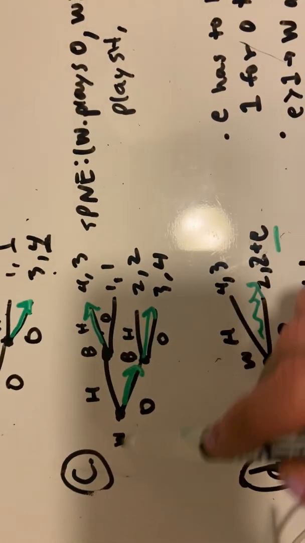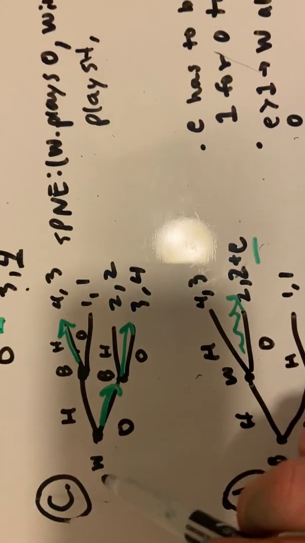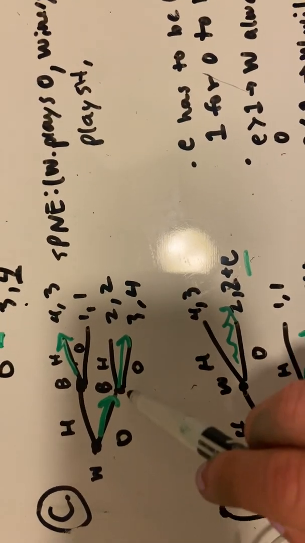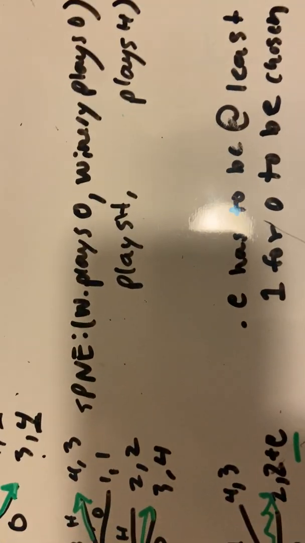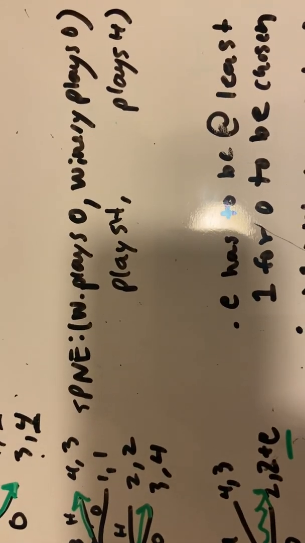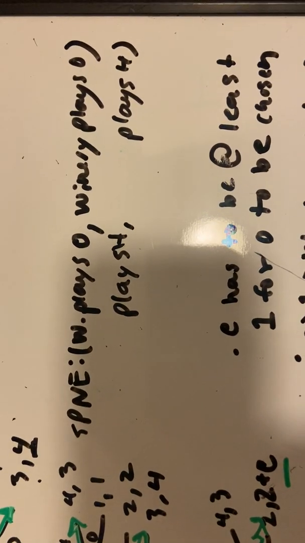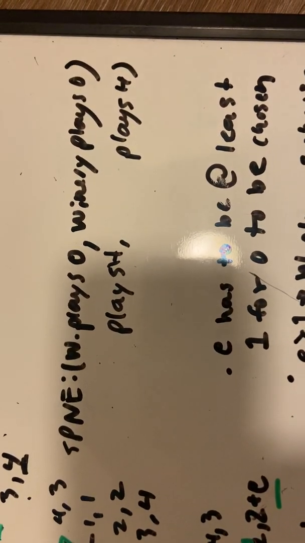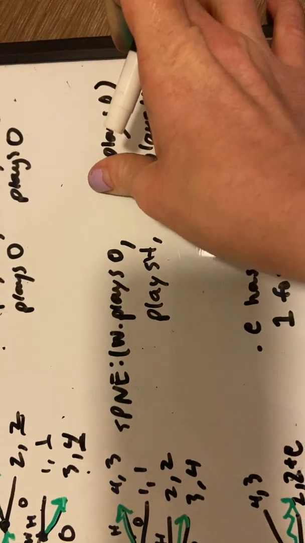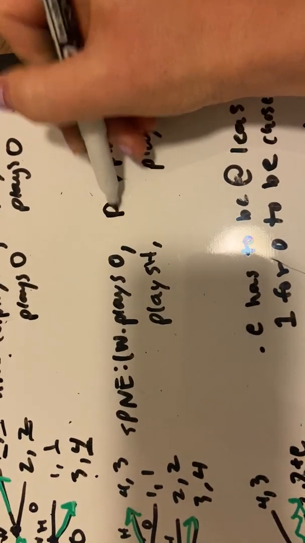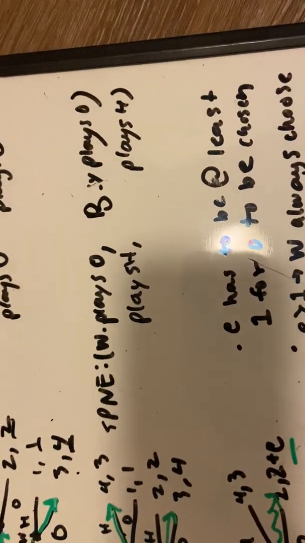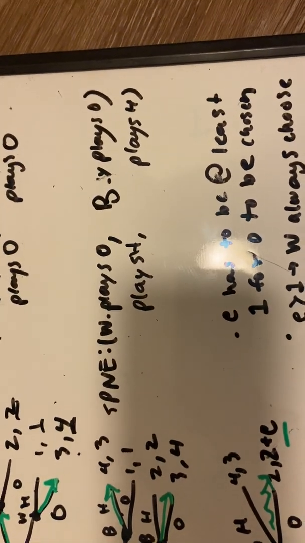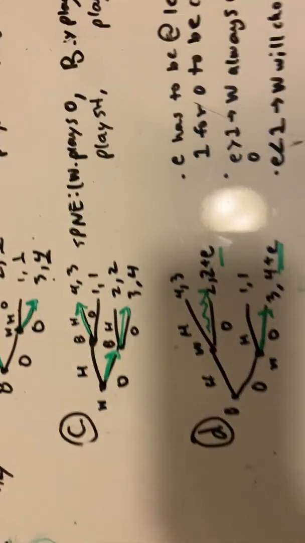With these two choices, winery would prefer to choose O'Hara over Hilton. So over here you see that the subgame perfect Nash equilibrium is that winery plays O'Hara, and brewery plays O'Hara, and then winery plays Hilton when brewery plays Hilton.